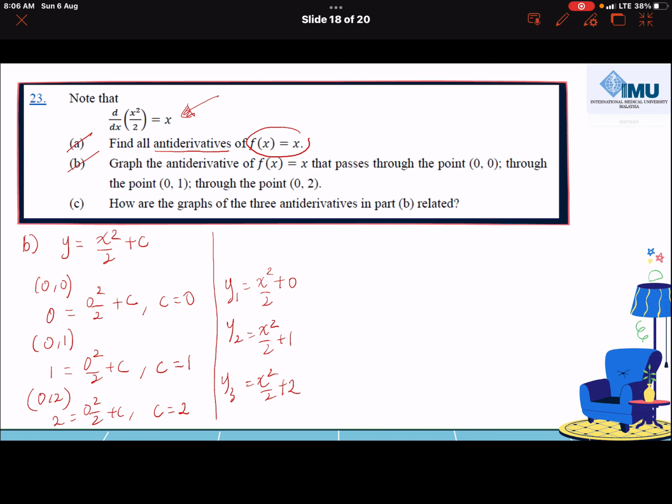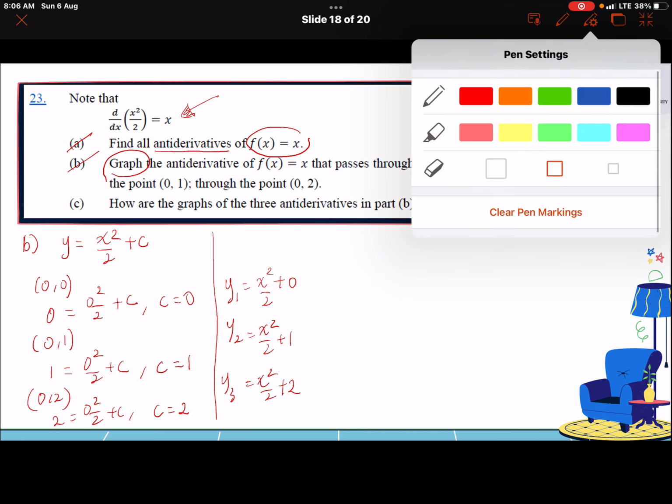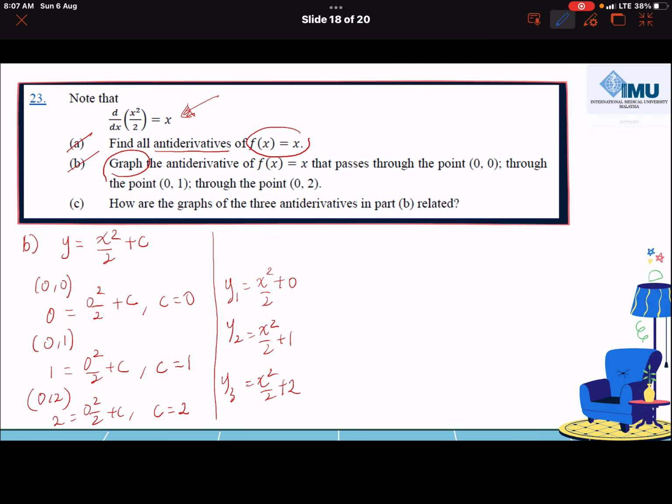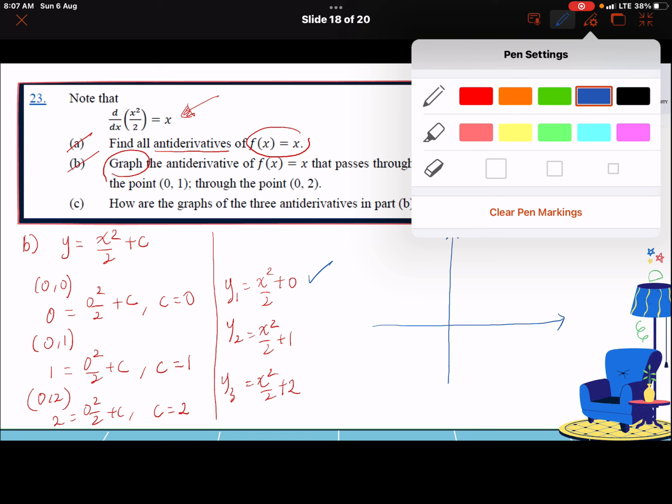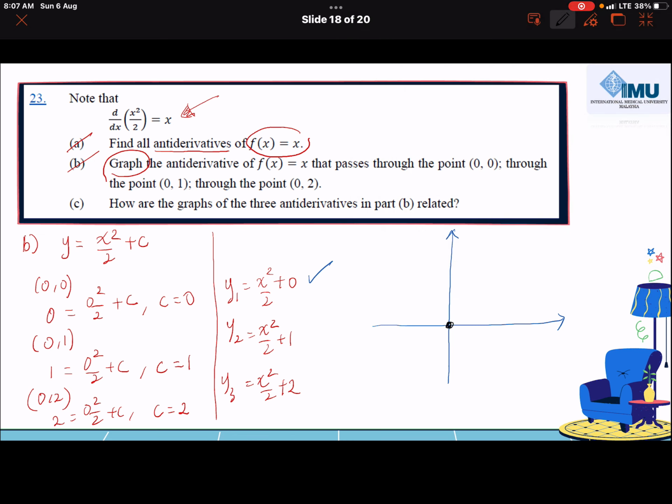Now, once we obtain the functions, we will sketch them as question B asks you. Very simple. This is just a quadratic. I believe all of you have learned how to draw a quadratic function. So the first function is simply x squared over 2. It's going to pass through the origin. So this is going to be your first graph, y1.